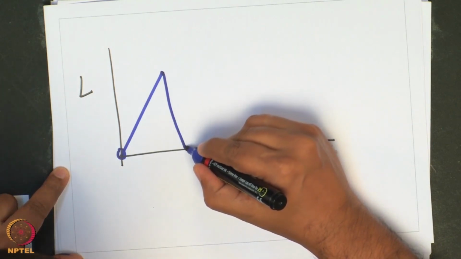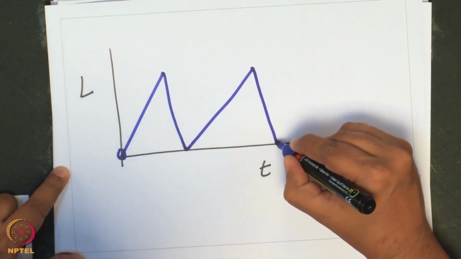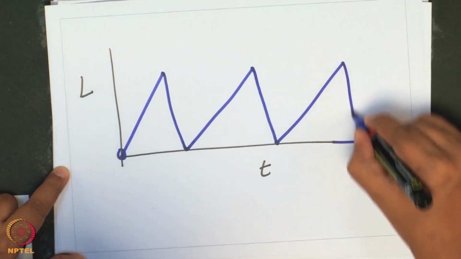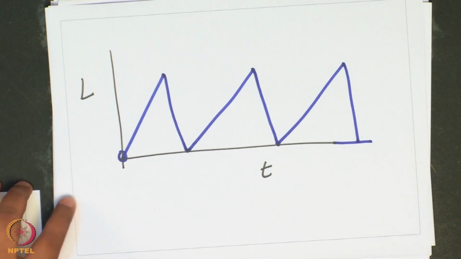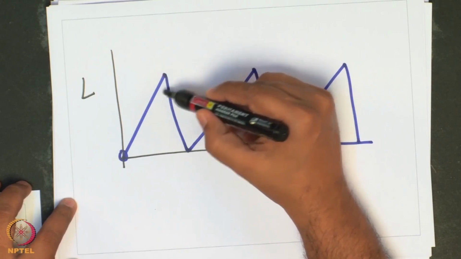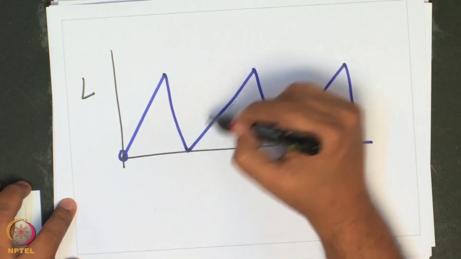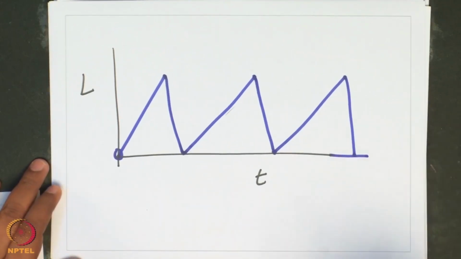Then it grows slowly, then pretty rapidly it shrinks, then grows slowly and shrinks rapidly. So this is how a typical length versus time curve for a microtubule would look. These points are called catastrophic shrinkage. This point is called a catastrophe, where sudden shrinkage happens, and after some point it grows again, and this is sometimes called rescue. So this is the typical curve.